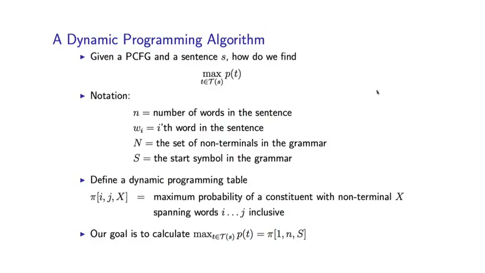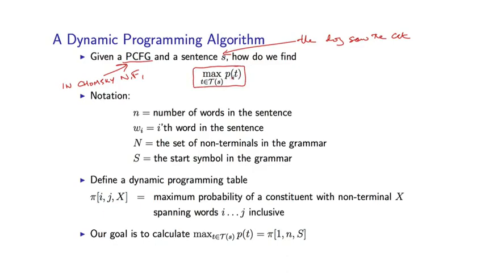So let's now describe the dynamic programming algorithm, which will take a PCFG in Chomsky normal form and also a sentence S, so some sentence like the dog saw the cat. Those are going to be the two inputs to the algorithm, and it's going to return the highest score, the highest probability for any tree under the grammar. So for now I'll focus on this problem, simply computing the highest probability for any tree under the grammar for this particular sentence.